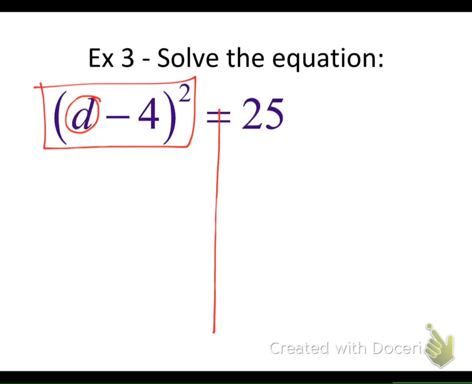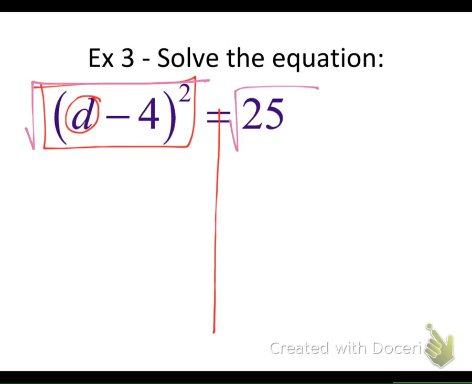So if this whole thing is being squared, is there anything outside of the box that I need to get rid of on this side of the line of equality? No. None. So then that means the square is by itself. I move to step 2. Kara, what's step 2 say to do? Take the square root of both sides of the equation. Good.